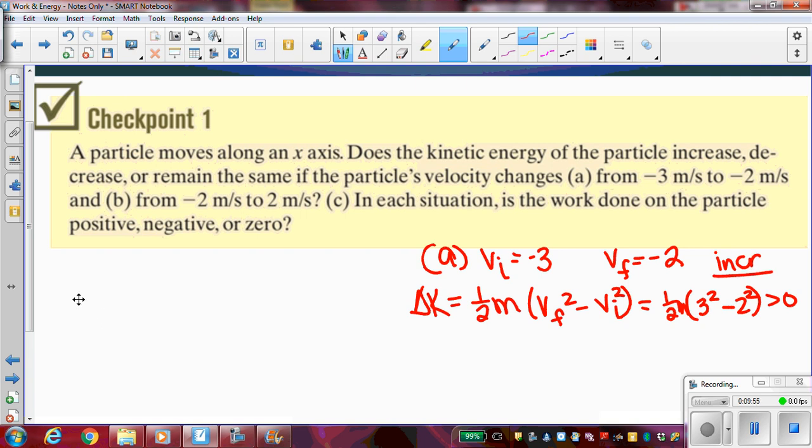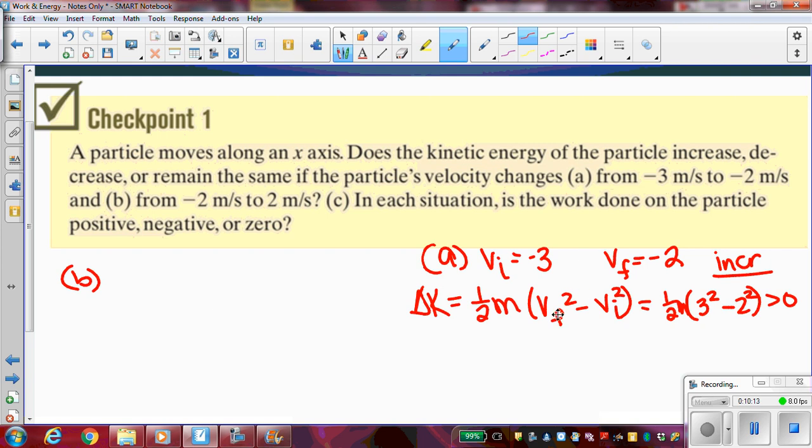That's all you need to know. The speed increases in the same direction, really not even in the same direction. If the speed increases, you're adding energy to the system. How about from -2 to 2? Okay, so all you've done is change direction, but your speed hasn't changed.